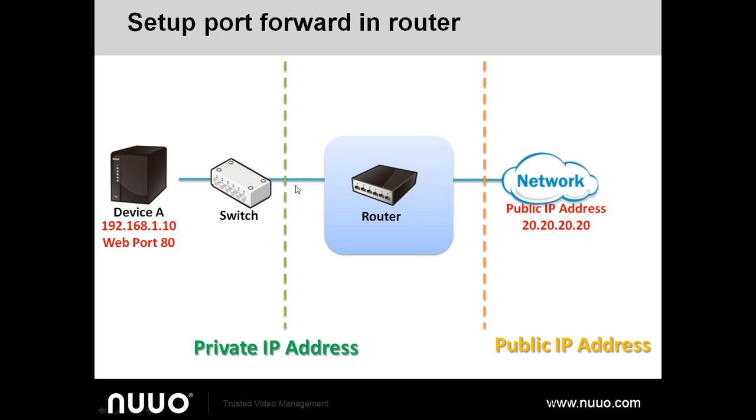In the network, there are 2 different types of IP address. One is the private IP address, and the other is the public IP address. But what is the difference between a public and a private IP address? A public IP address is the one that your ISP, Internet Service Provider, provides to identify your local area network to the outside world. It's an IP address that is unique throughout the entire Internet.